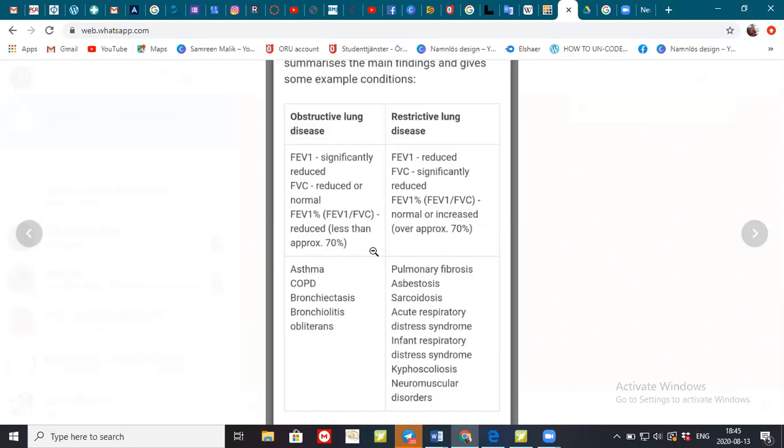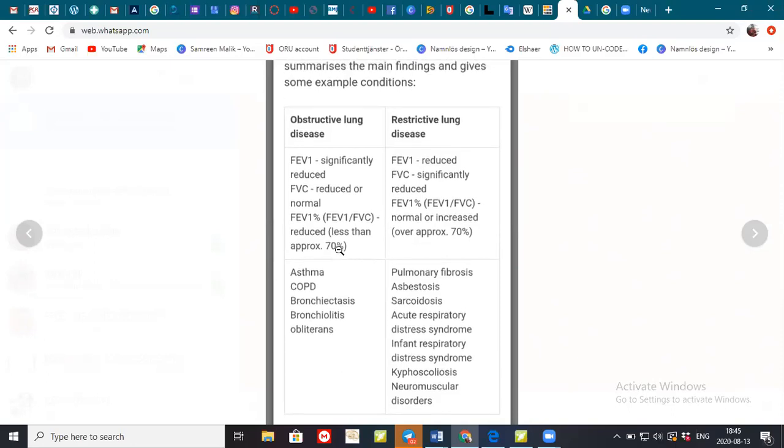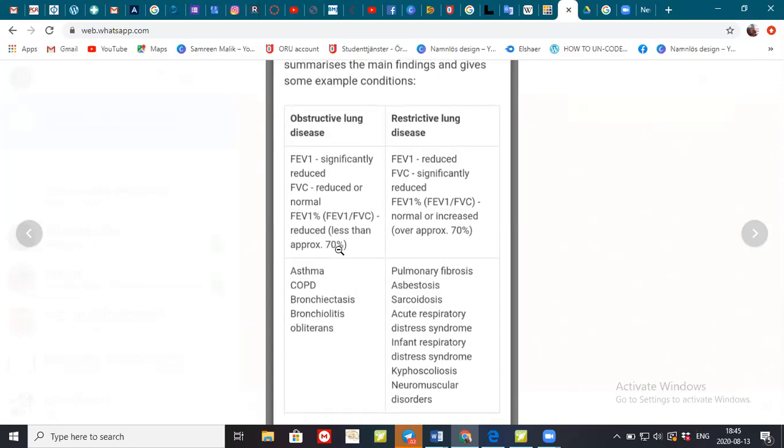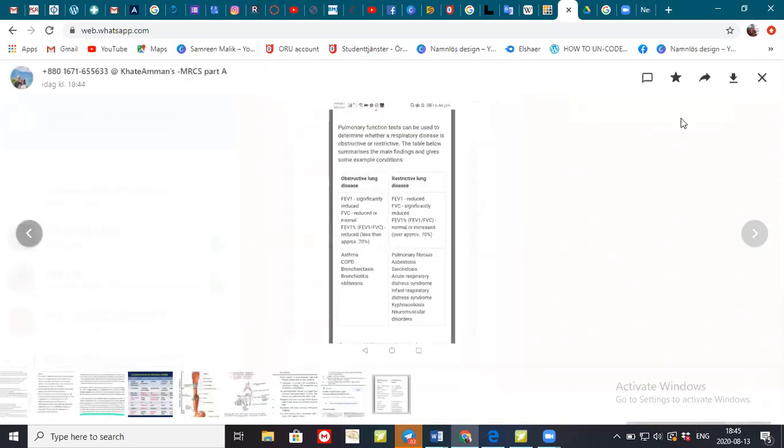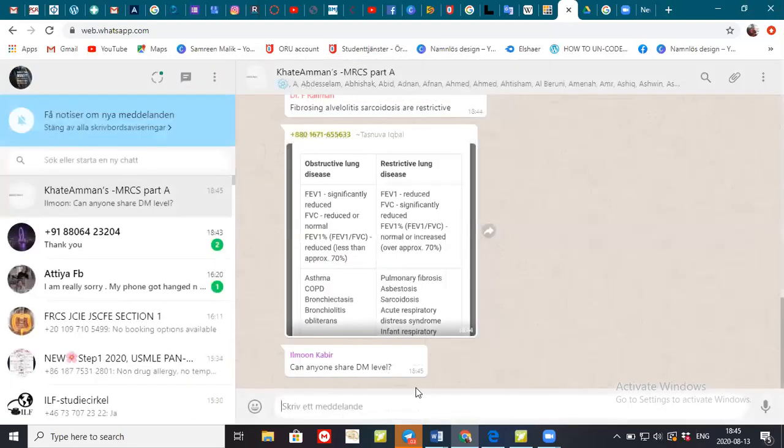In MRCS, we just have to calculate it. It's 70%, that's why I said 70. Sometimes it's 80, mostly 80. Anyone answering Dr. Zulkarnain's question, please? You just have to calculate FEV1 divided by FVC and you will get your answer. If it's more than 80, it's restrictive, and if it's less than that, it's obstructive.